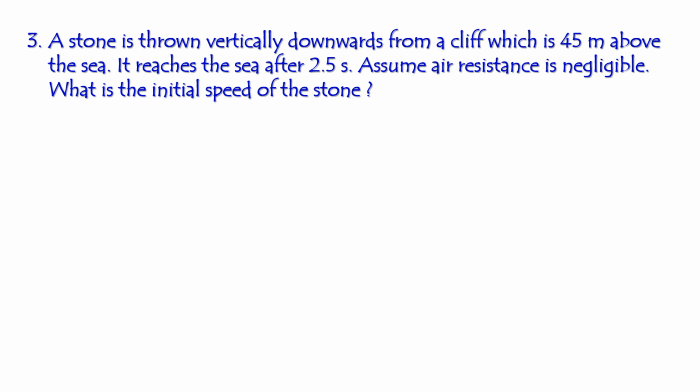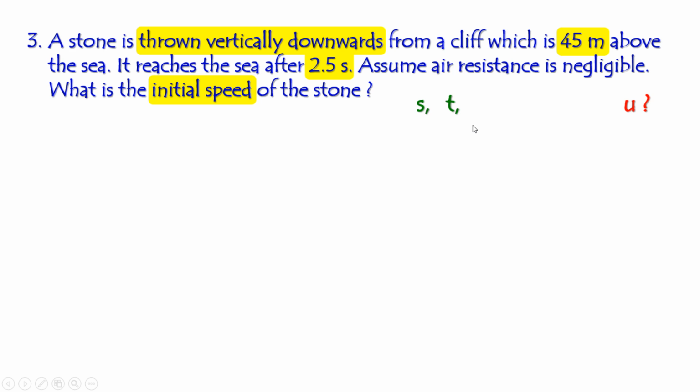For question 3, a stone falls vertically downward, okay? If the stone falls vertically downward, it doesn't mean that the initial speed is 0. You throw something down, okay? There should be an initial speed. And from a cliff which is 45 meter above the sea, so you have the distance it traveled, 45 meter. And you reach the sea after 2.5 seconds. So it is the time. So can you find out the initial speed of the stone? That means the speed at which the stone is thrown.